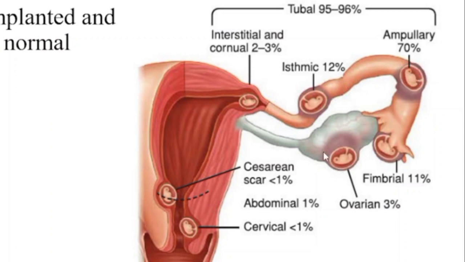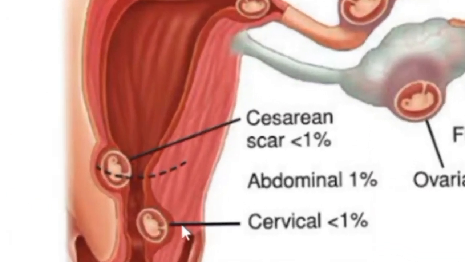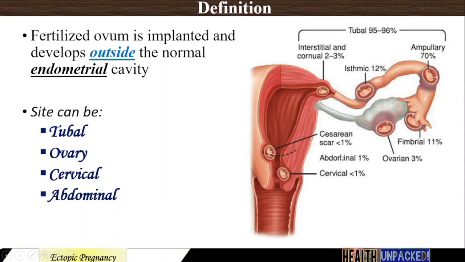Then there is ovarian. There could be cesarean scar ectopic pregnancy. There could be cervical, even abdominal. In very rare cases, abdominal ectopic pregnancy will occur. So this is the site and the definition.